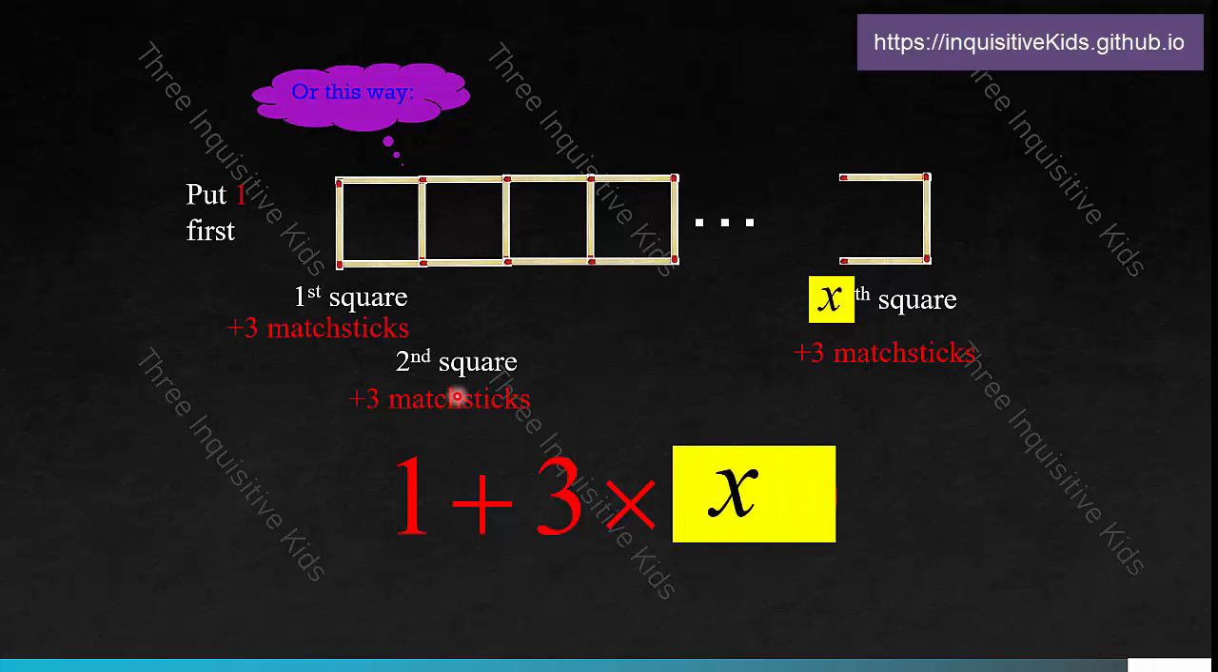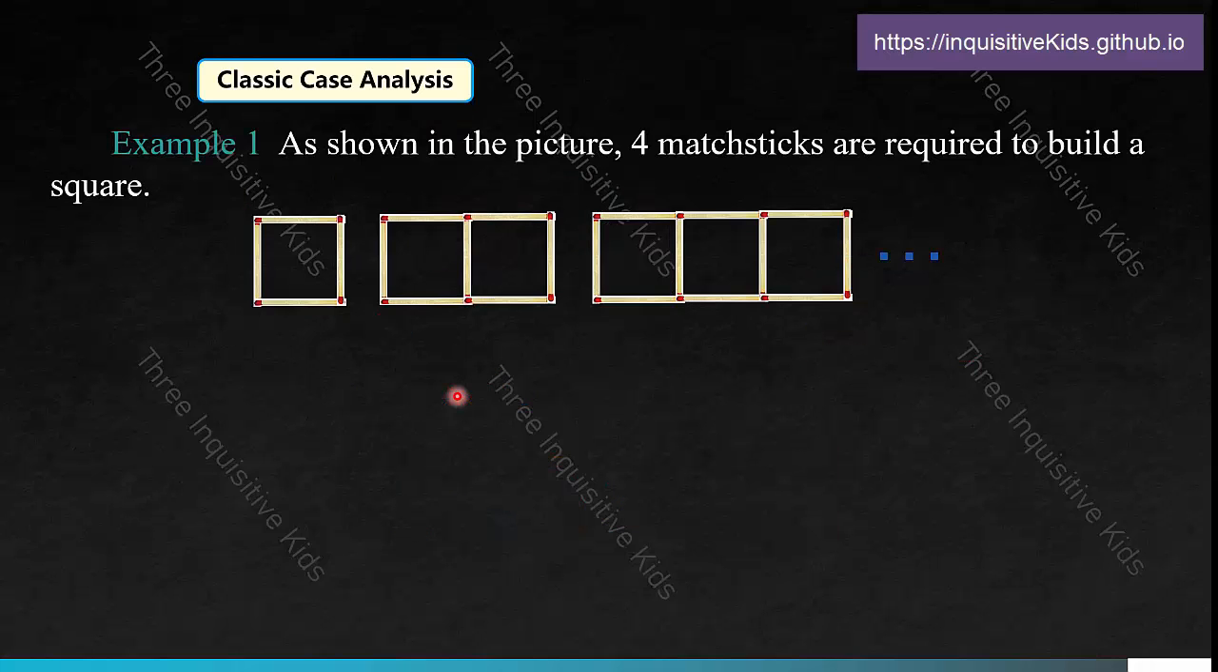This is going to become the x square, and the 100 is going to become x. So this is the same case. 1 plus 3 times x is going to give us the value of the x square. So now let's have an example.